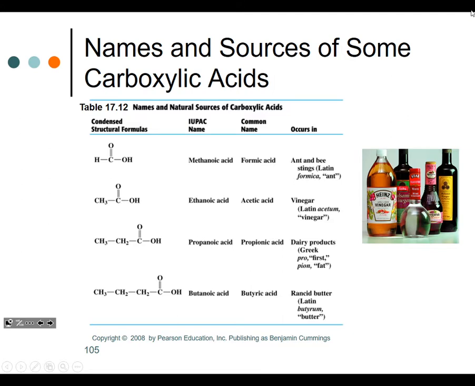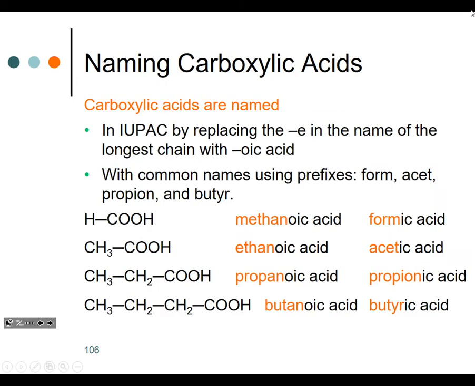All right, so here's some of the sources that these come from. When I hear these acids, I automatically think of insects because there are some beetles and stuff that can spray these acids out. But methanoic or formic acid is in ant and bee stings. Ethanoic is like vinegar. Propionic is in dairy products. And butanoic or butyric acid would be like rancid butter, like old butter. And notice COOH, COOH, COOH, COOH. They all have that.